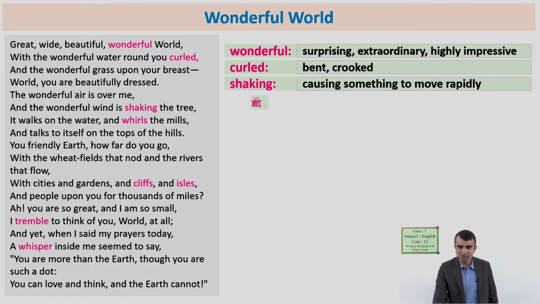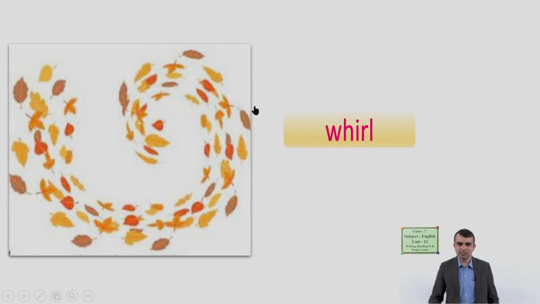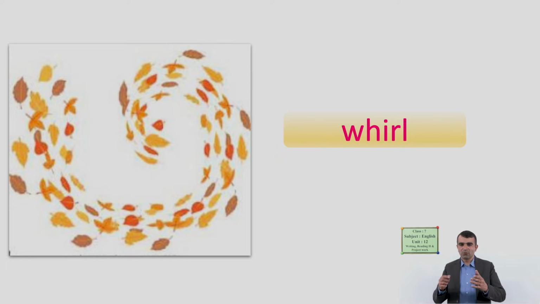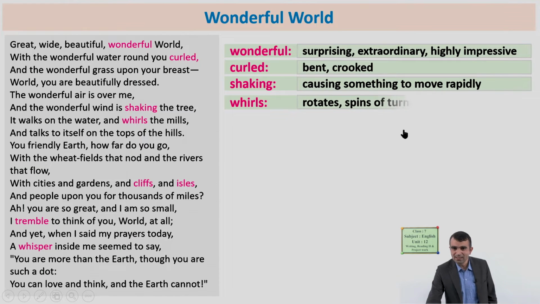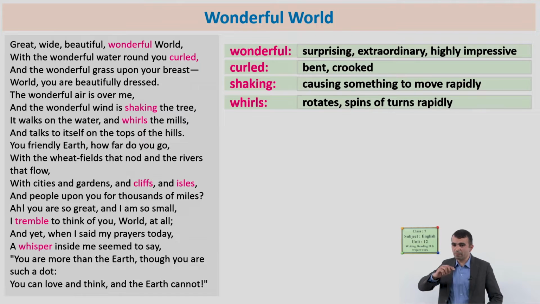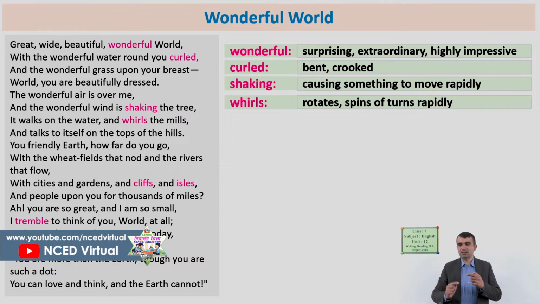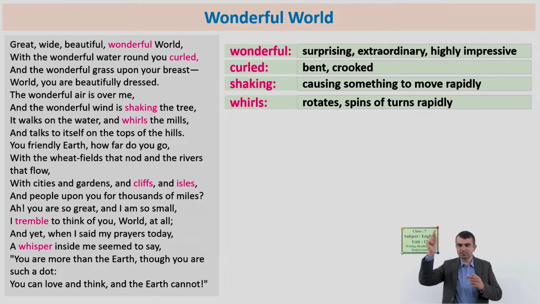Next word, wheels. What does wheels mean? See, wheel. When there is a storm, sometimes there may be wheels. What does it mean? Now you can say wheels means rotates, or spins in turns rapidly. Sometimes you may see air or wind rotating rapidly, wheeling, is it? That means wheels.